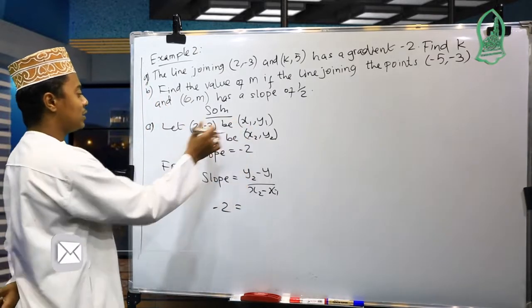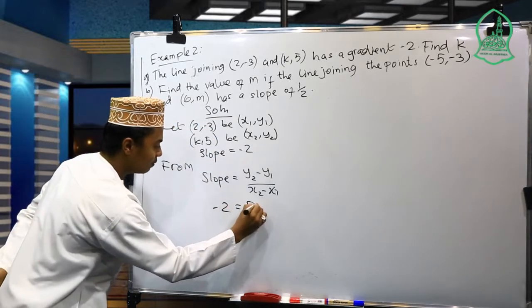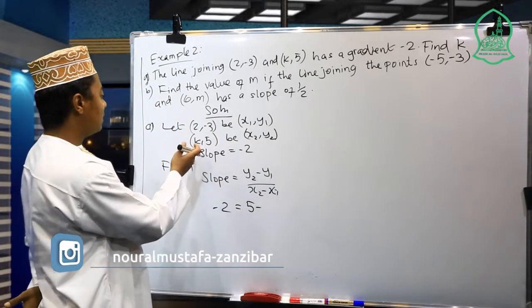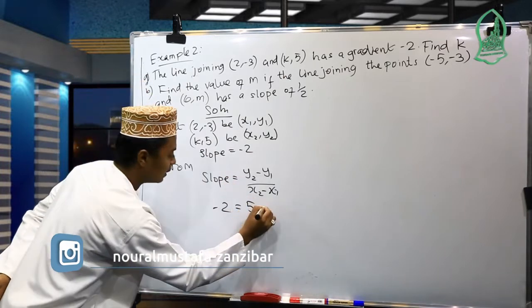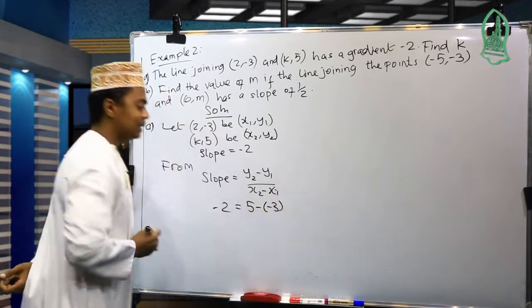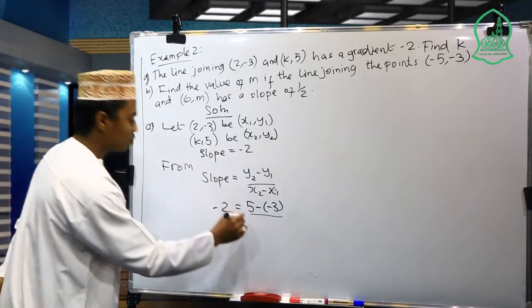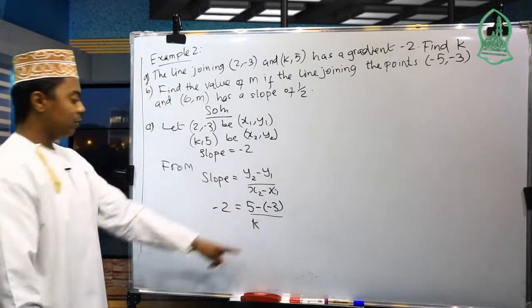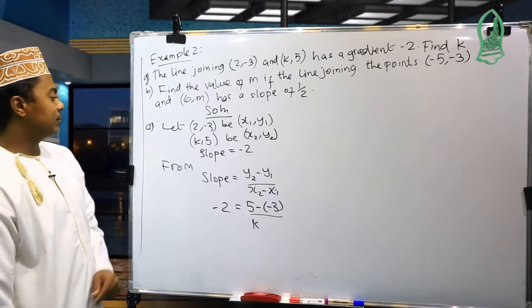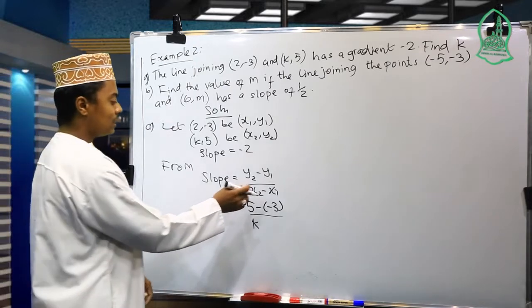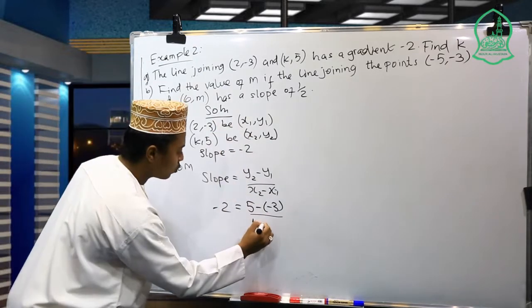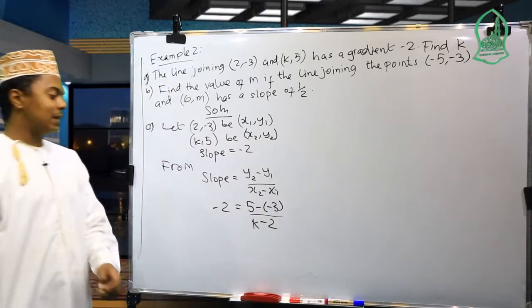y2 is 5. Then y1 is negative 3. We put it here over x2. What is x2? x2 is K. That's the value we need to find, this value of K. Then what is x1? x1 is 2. So K minus 2.